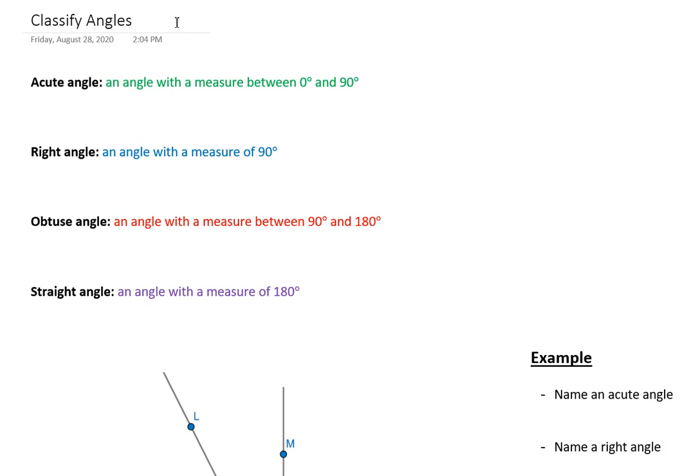The one thing that might be new for you is a straight angle. It's an angle with a measure of 180 degrees. It is called a straight angle because it's a straight line. If you happen to forget the straight angle, it's not going to hurt anything. Acute, right, and obtuse are the three that you need to know.